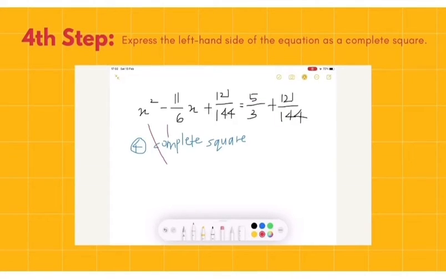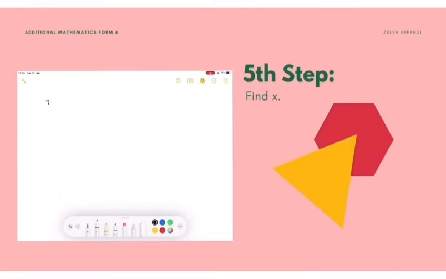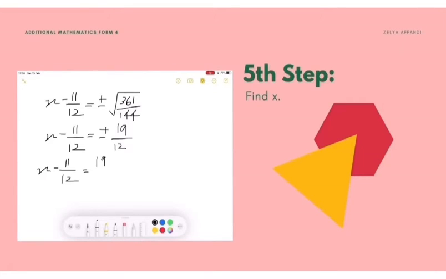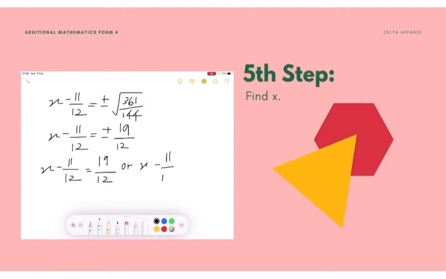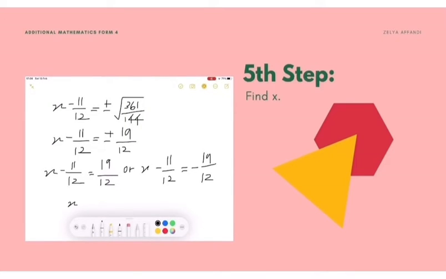The fourth step will be expressing the left hand side of the equation as a complete square. We will get x minus 11 over 12 squared, and then solve the other side like always. The last step is to find x. We got x minus 11 over 12 equals plus minus square root of 361 over 144. So we will get two equations from here, positive and also negative. Find x like you normally do and you will get 5 over 2 or negative 2 over 3 as the answer.